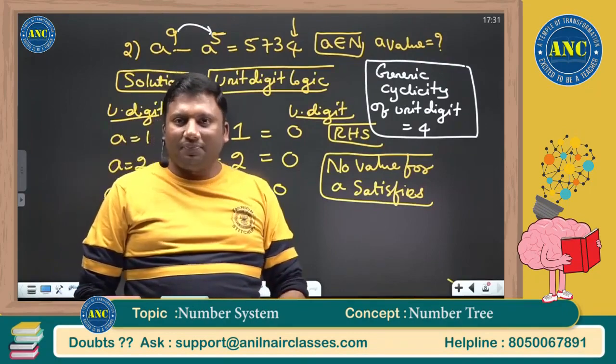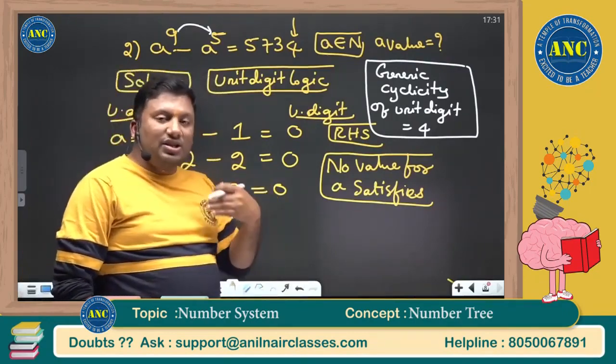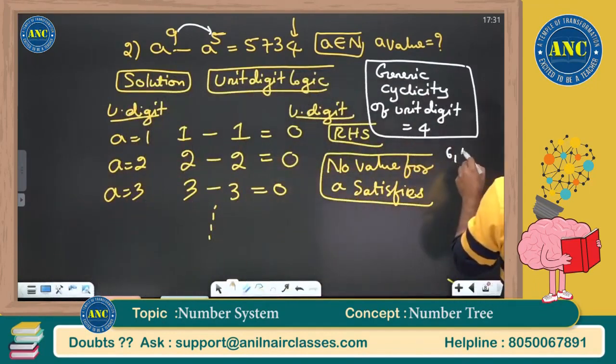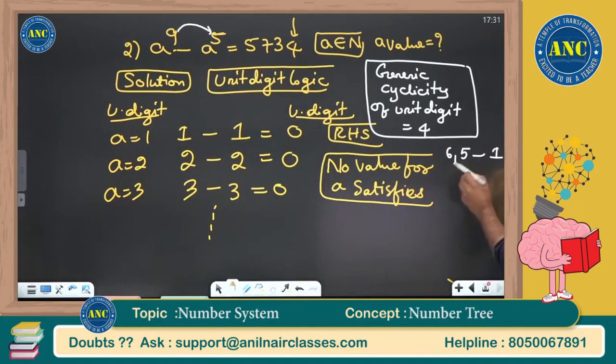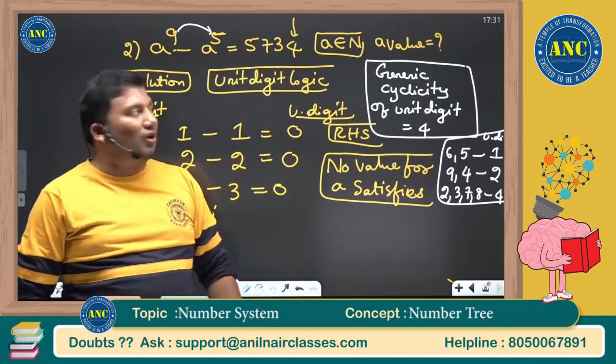6 power 1, 6 square, you will get 6, cyclicity 1. 5 you will get 1. 9 you will get 2. 4 you will get 2. 2 you will get cyclicity 4. 3, 4. 7, 4. 8, 4. The unit digit will repeat after 4 steps. So what is the LCM of 1, 2 and 4? LCM of 1, 2 and 4 is 4.